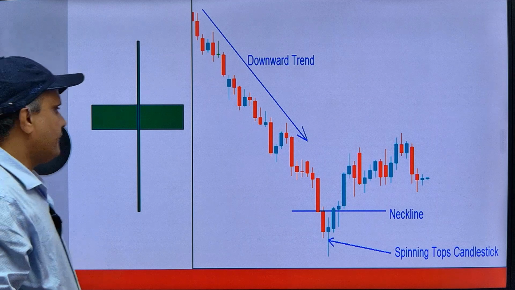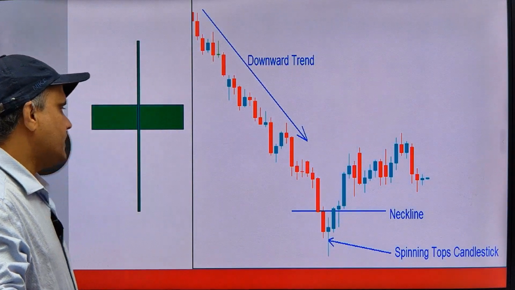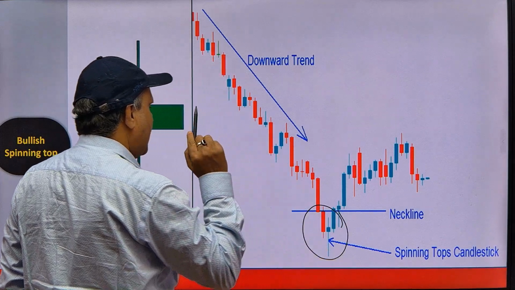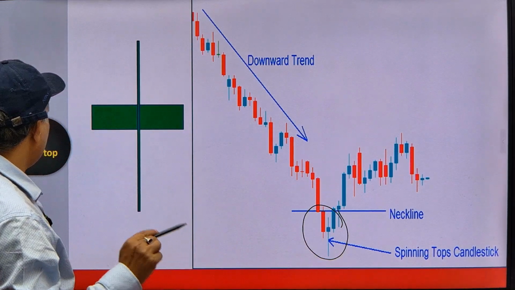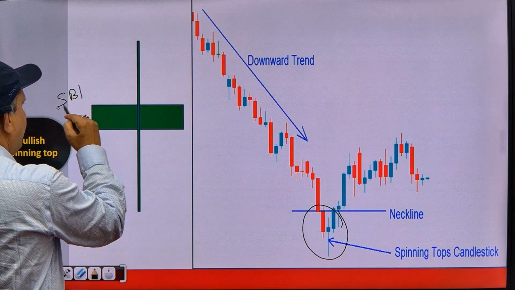Bullish spinning top. This pattern is basically a single candlestick pattern. That means it's created by only one candle. Let's understand the psychology of this pattern first. The stock name is SBI, State Bank of India.